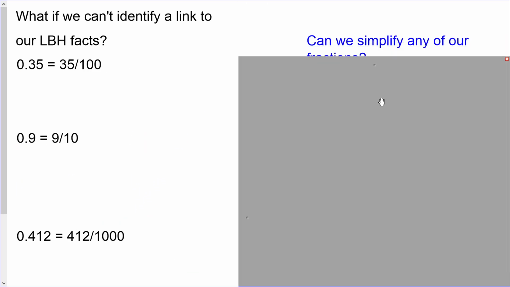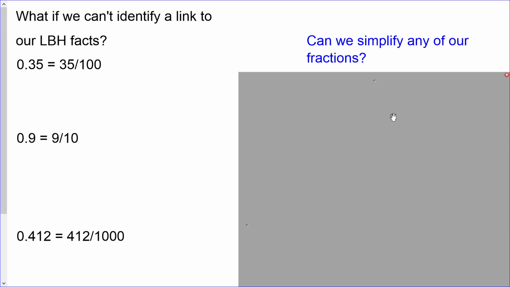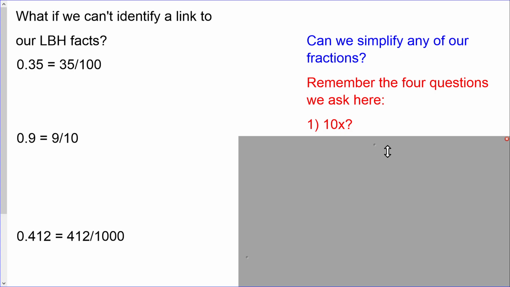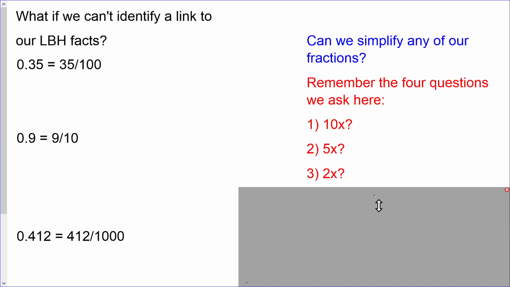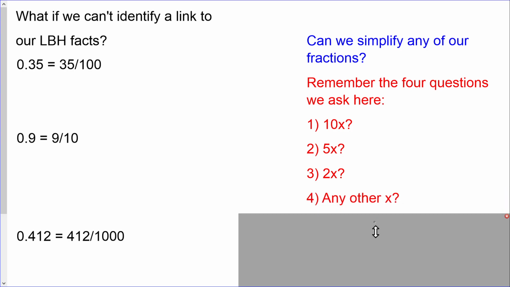Let's just have a look a little bit more at this then. So can we simplify any of our fractions? Now, we've done simplifying fractions this year as well, and we always ask ourselves 4 questions when we are simplifying fractions. The first question, do both the numerator and denominator go into the 10 times table? Then, do both go into the 5 times table? The third question, do both go into the 2 times table? And the last question, do they go into any other times table?